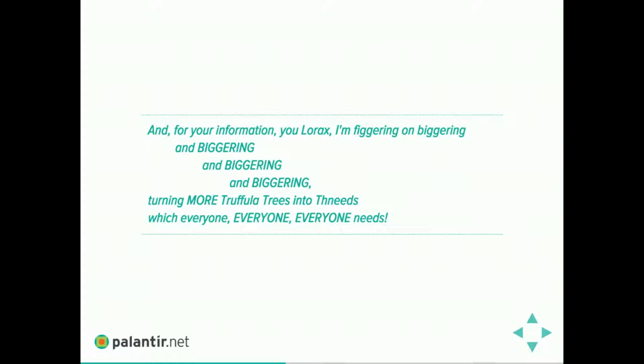So then the Onceler says, because the Lorax is there all the time saying, no, you can't do this, I'm the Lorax, I speak for the trees. And so the Onceler says, and for your information, you Lorax, I'm figuring on biggering and biggering and biggering, turning more truffula trees into thneeds, which everyone needs. So maybe we can make some analogies on our own, but I'm going to totally tell you how to think about that.